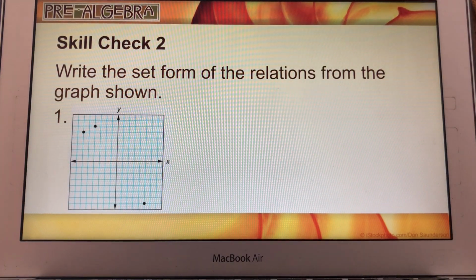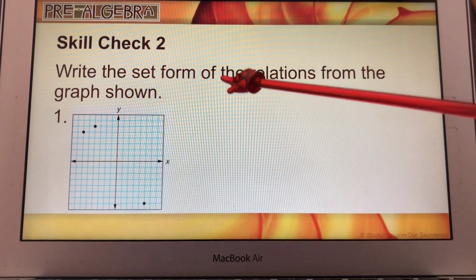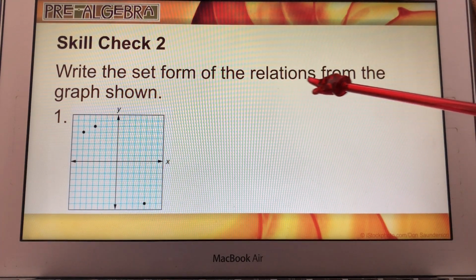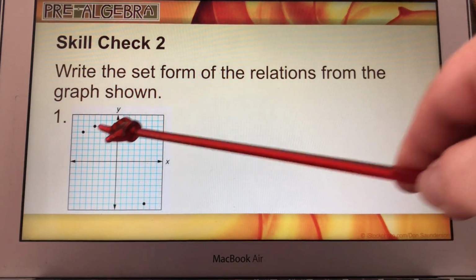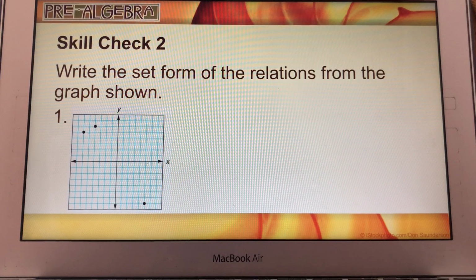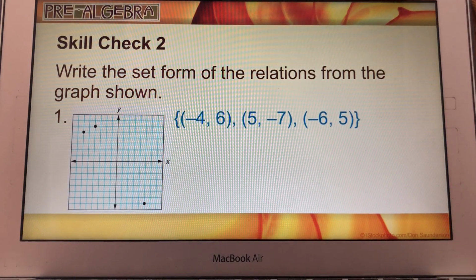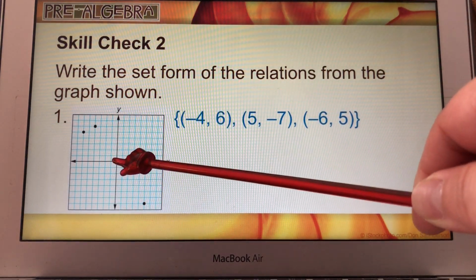All right, now let's take a look at a practice set here. Say, write the set form of relations from this graph right here. So in other words, find these points and what are those points? Where are those coordinates?